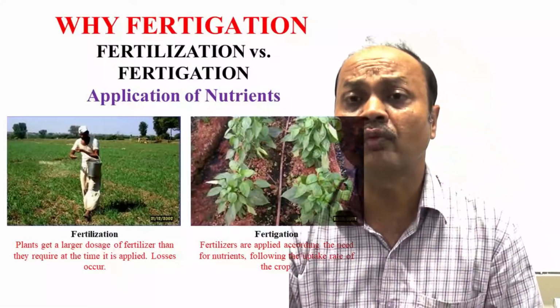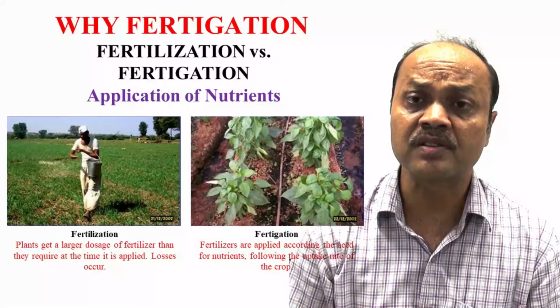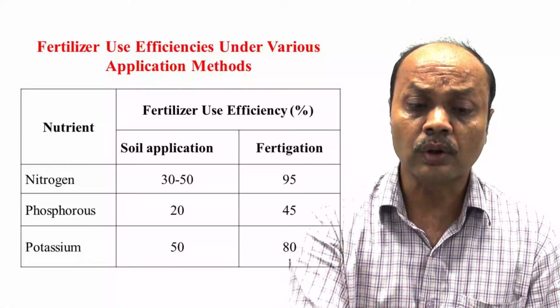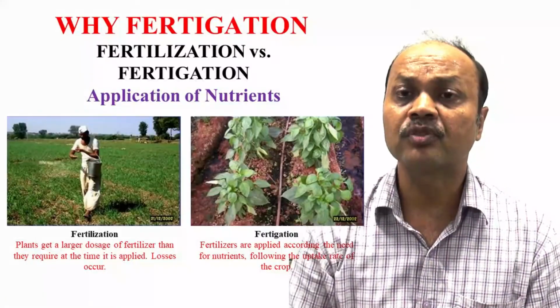You know very well that one of the advantages of the drip irrigation system is that you are using water efficiently, and apart from that you will be able to use the same fertilizer.